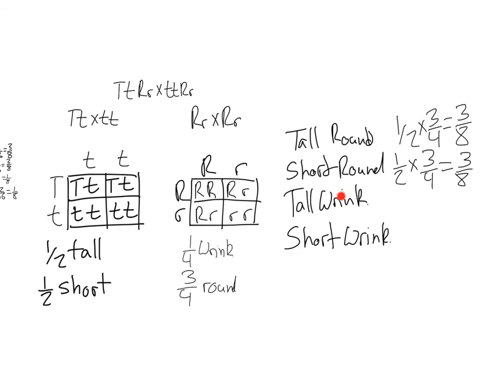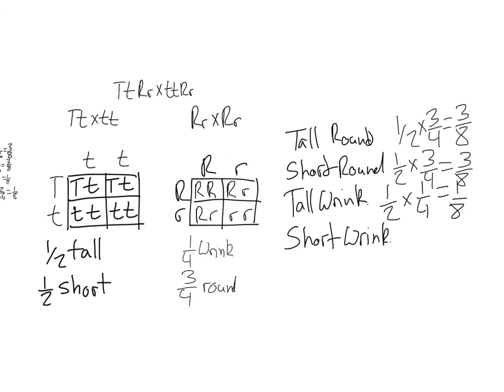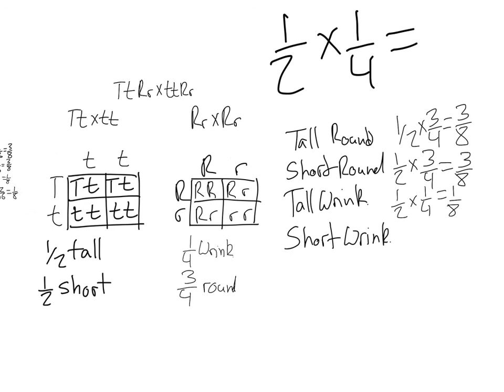For tall and wrinkled, 1/2 tall, 1/4 wrinkled. One half times 1/4 equals 1/8. And finally, for short and wrinkled, you've got 1/2 short, 1/4 wrinkled, and you get 1/8 again.